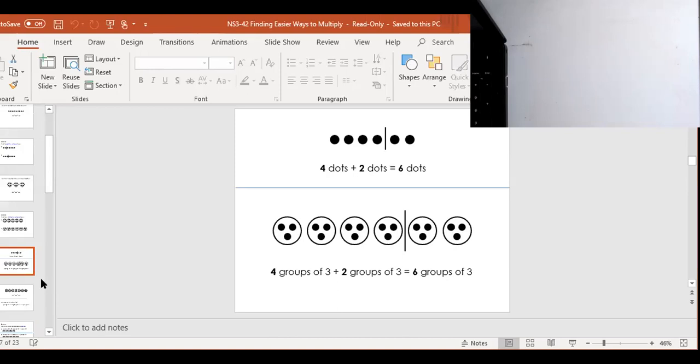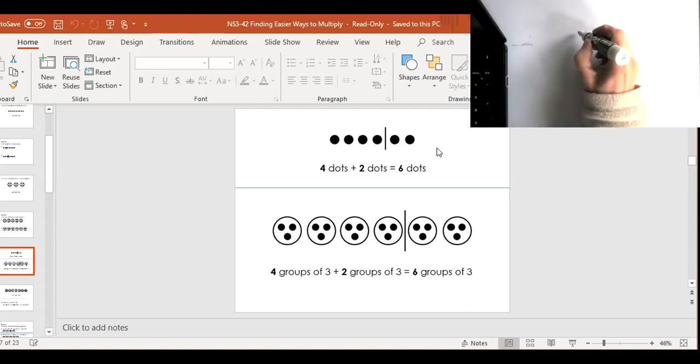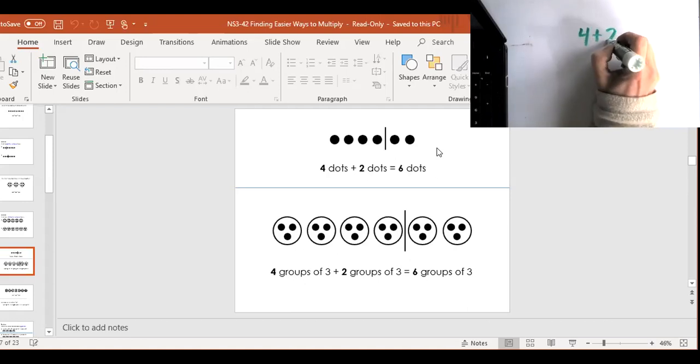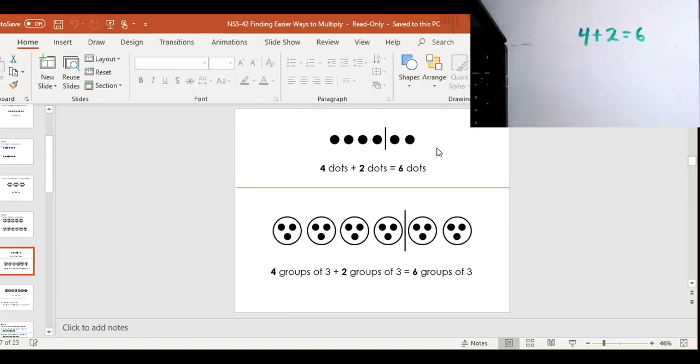Okay, so now we're going to put the two ideas together that we talked about today. We talked about just numbers in a line, and you can divide them up. So we could have this line here. This would be like 4 dots plus 2 dots. 4 plus 2 is equal to 6. Okay, put that here. 4 plus 2 equals 6. That's what they're showing here.